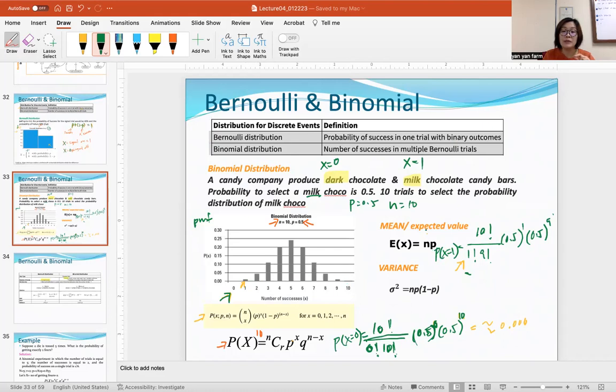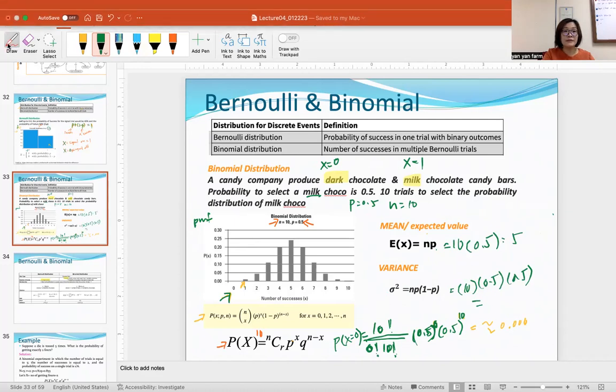So the mean expected value is n times p. In this case, my n is equal to 10 because I have 10 trials, right? So 10 trials times the success probability is 5. For the variance, n is 10, p is 0.5, q is 0.5. So what is the number? That is your variance. Okay, is that clear?